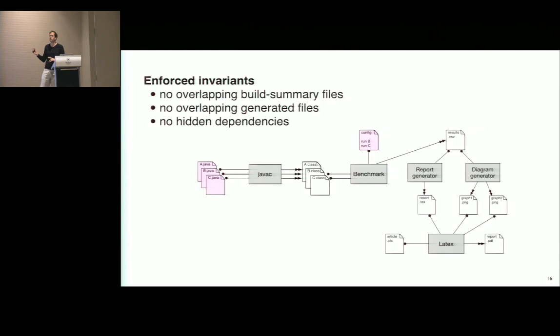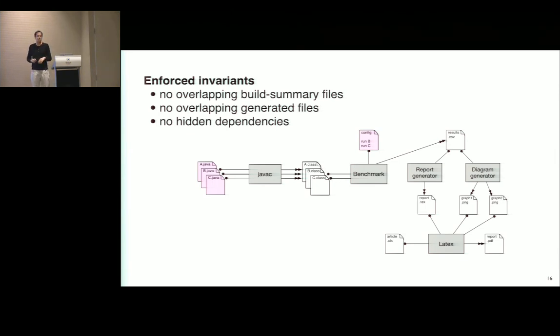The second invariant is that no 2 builders may generate the same file, because then it becomes unclear, if this file needs to be rebuilt, which builder to execute. And the third invariant is actually the most interesting one. There may not be any hidden dependencies. So what is a hidden dependency? A hidden dependency occurs if a builder uses a file that was generated by another builder, but the builder that uses the file does not depend on this generating builder.